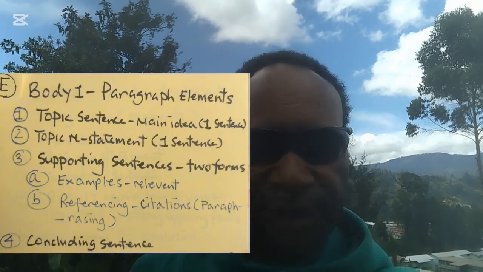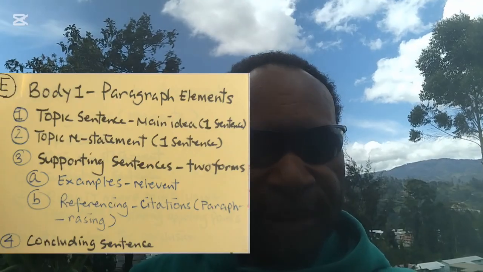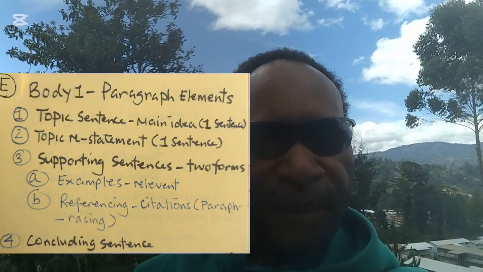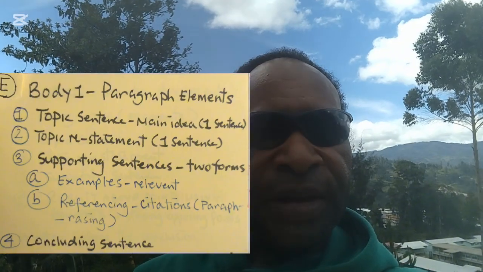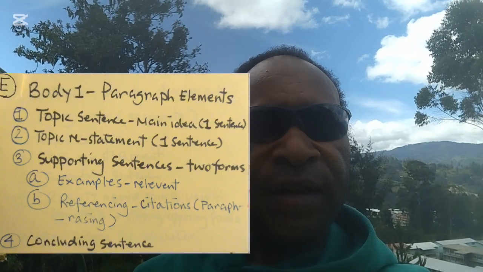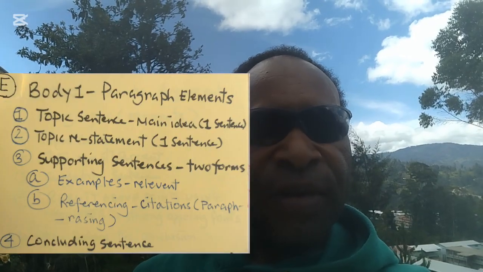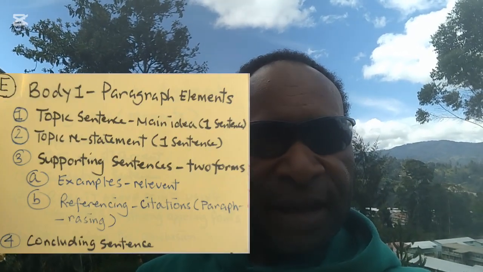After the first element, which is called topic sentence, the second element that you want to write is what you call a topic restatement. What do I mean by topic restatement? Topic restatement means you rewrite the topic sentence in different words in case the reader might not understand. So you simplify that, restate it. That is the second element.